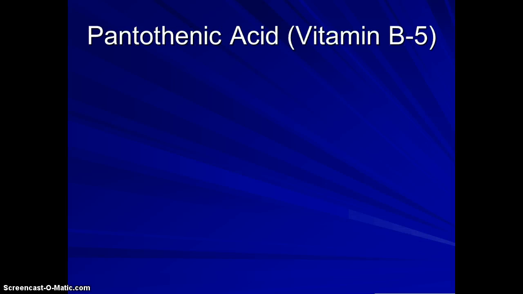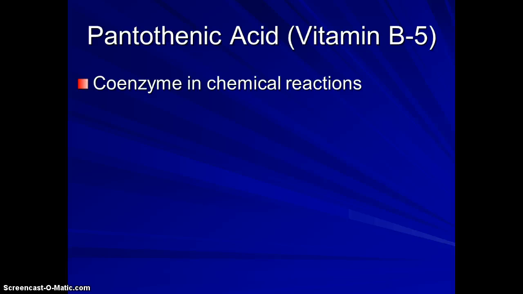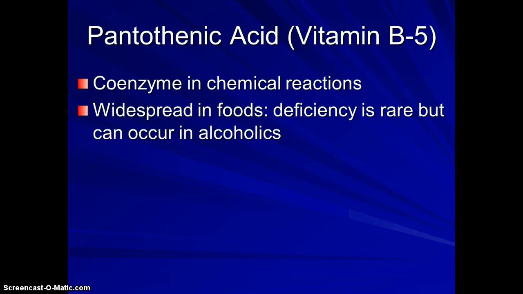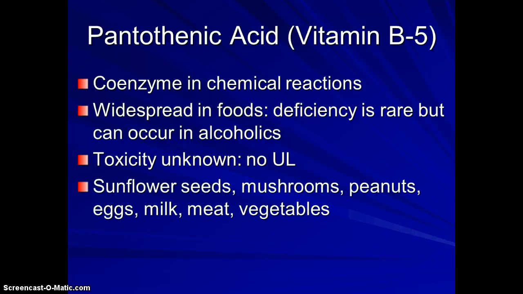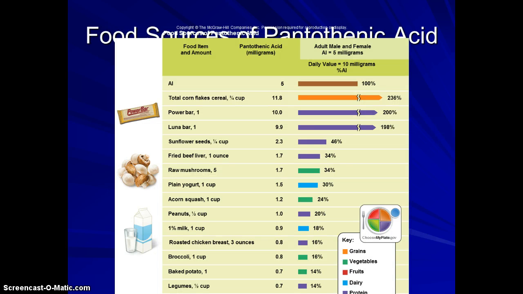All right, B5, pantothenic acid. Again, a coenzyme. It's available in lots of different foods, no upper limit. Some of the foods that are highest: sunflower seeds, mushrooms, peanuts, eggs, milk, meat. And you can see, especially Total cornflakes, I don't really count, or Power Bar or Luna Bar, because those are all enriched. But if you look here, it's primarily in protein foods, dairy foods, but it's also in vegetable foods. What I find interesting is 5 mushrooms provides like half of your day, or a little short of that, a third of your day.